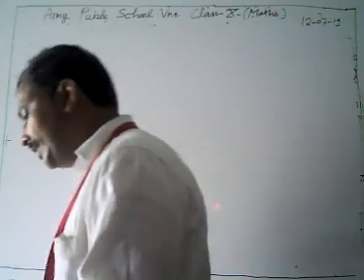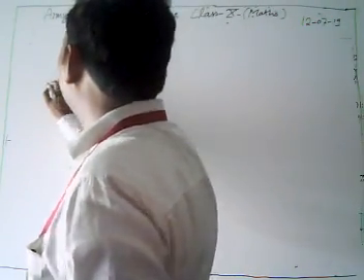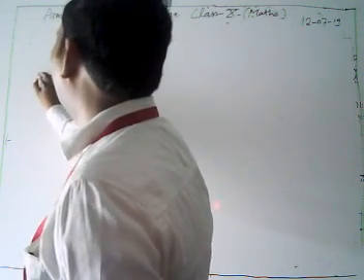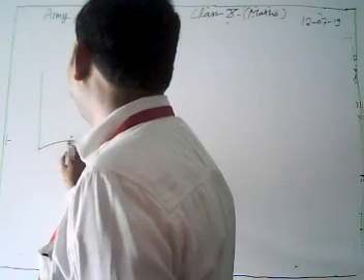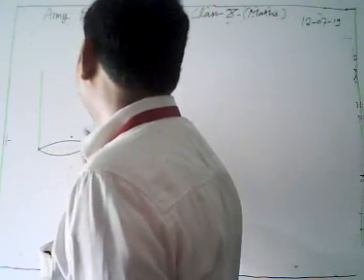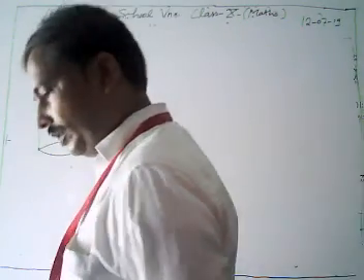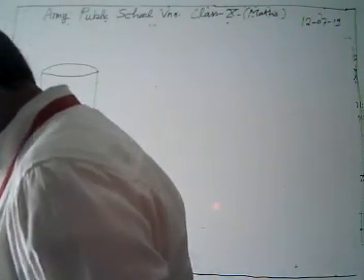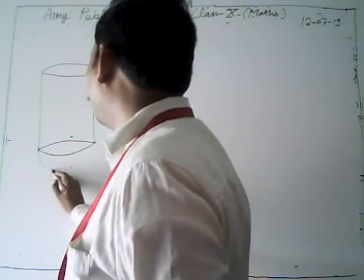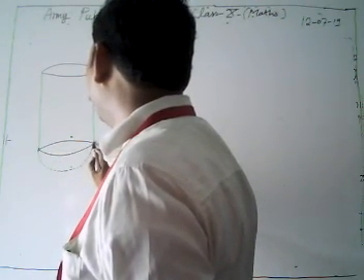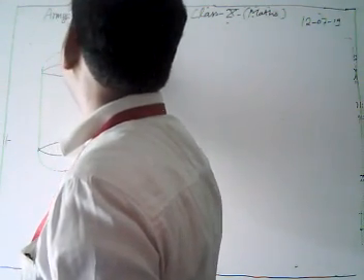Now look, our solid is in the form of a right circular cylinder. First of all, we are going to draw a figure. A solid is in the form of a right circular cylinder. We have a right circular cylinder here. Then with the hemispherical ends, we will draw the hemispherical ends.